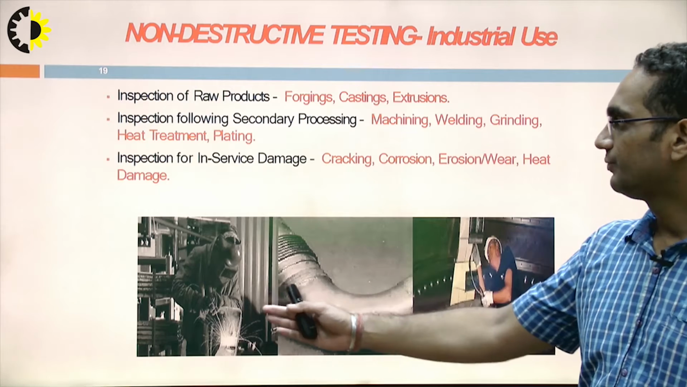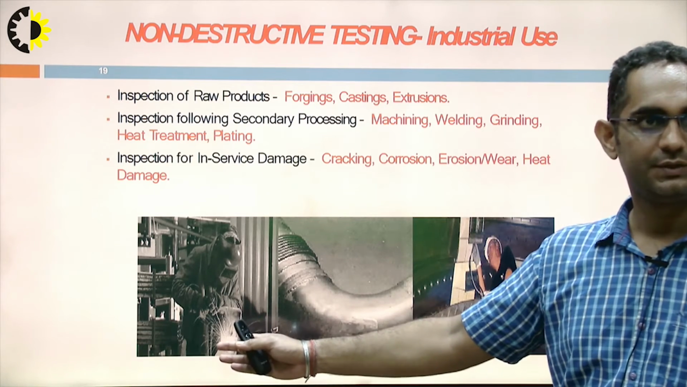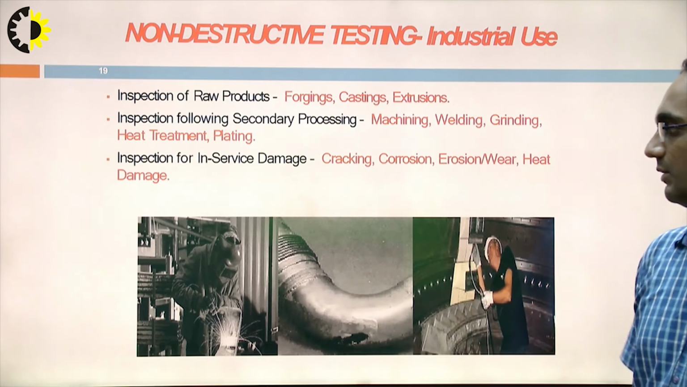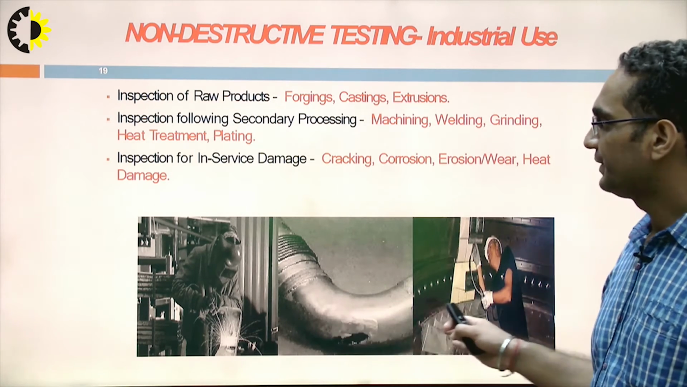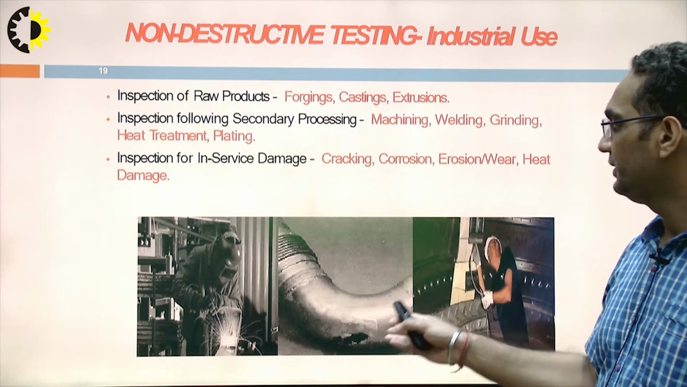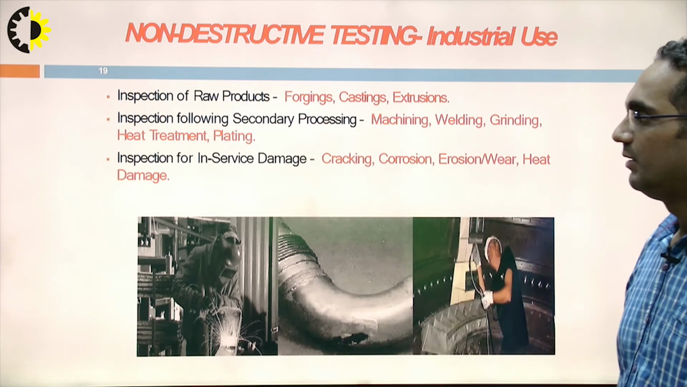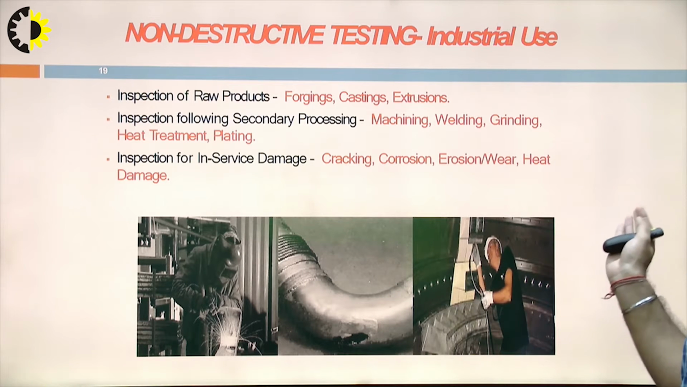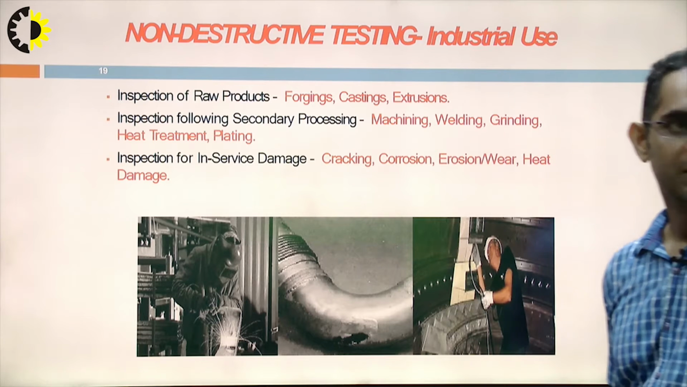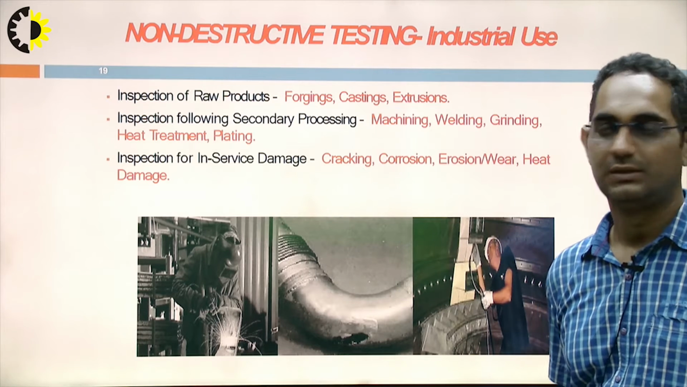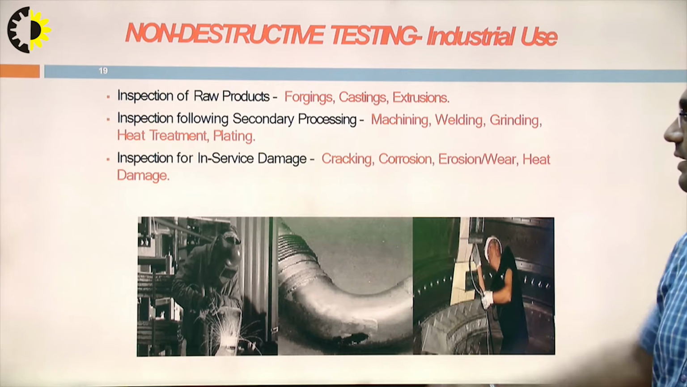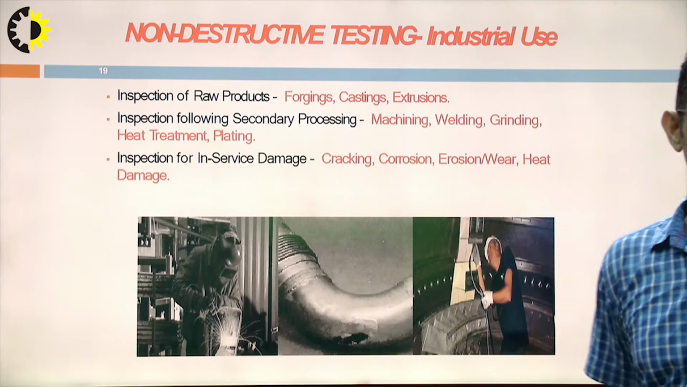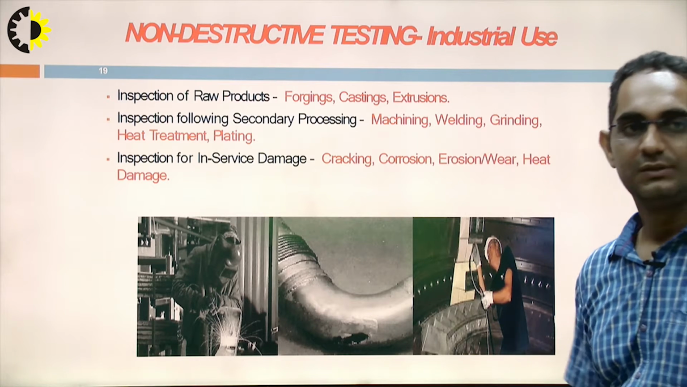These are used for the raw products, like forging, casting, extrusions. And then the inspection following the secondary processing like machining, welding, grinding, heat treatment, plating, etc. Then inspection for in-service damage. Inspection for in-service damage covers cracking, corrosion, erosion wear, heat damage, etc.